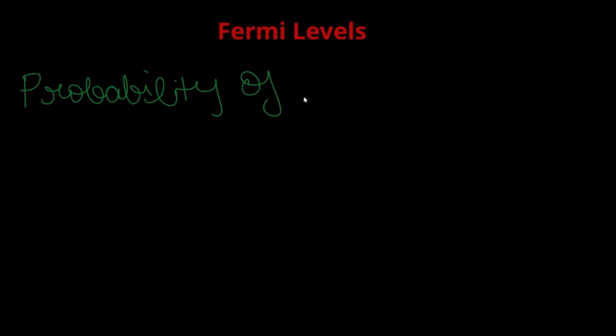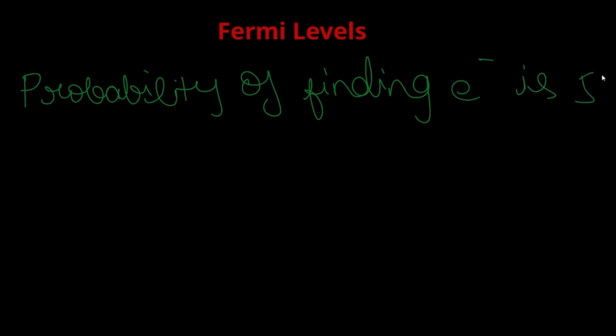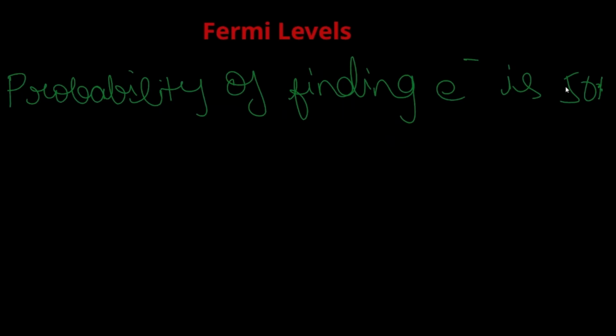Definition of Fermi level says that the probability of finding an electron is 50%. It's nothing but an energy level again. When we're talking about this electron, we are not talking about the electron which is in a paired state. We are talking about a free electron, which can move and which can conduct electricity.